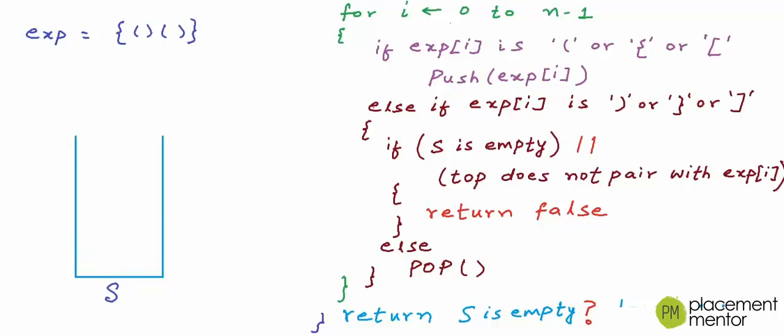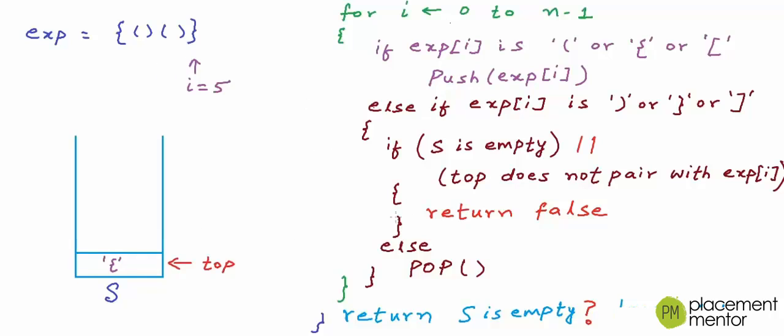Okay, now let's go through this one. First we will have a push. The next one will also be a push. Now next one is a closer of parenthesis which pairs with the top of stack, which is opening of parenthesis. So we will have a pop. We will go to the next character, and this one once again is an opening parenthesis, so there will be a push. Next one is a closing parenthesis and the top is an opening parenthesis. They pair, so there will be a pop.